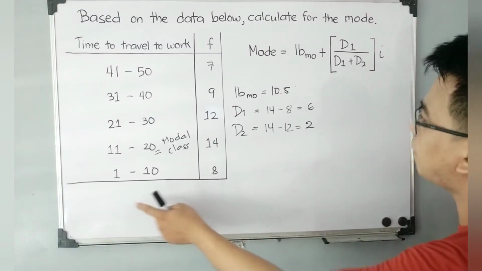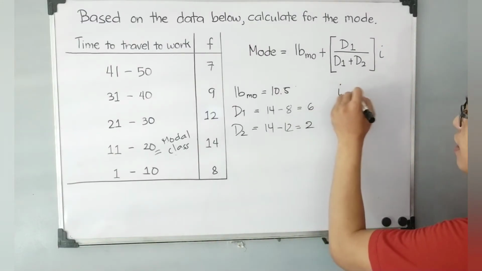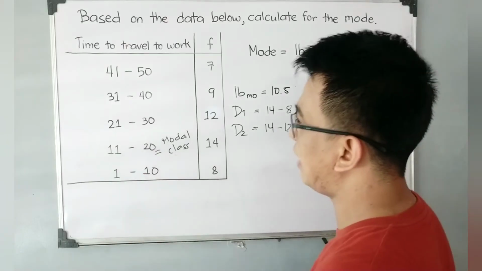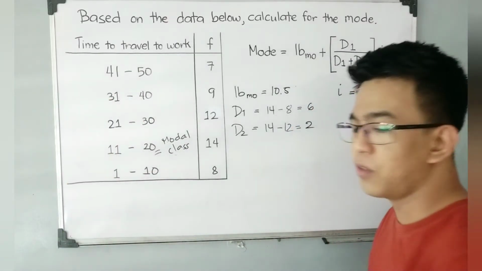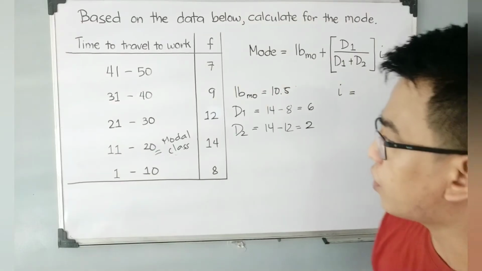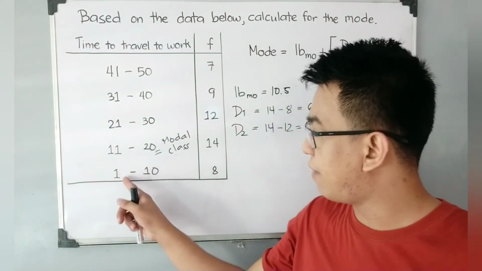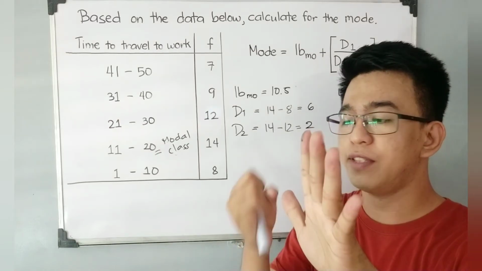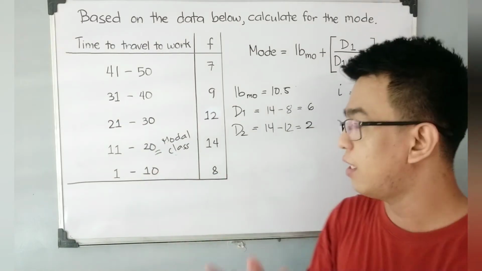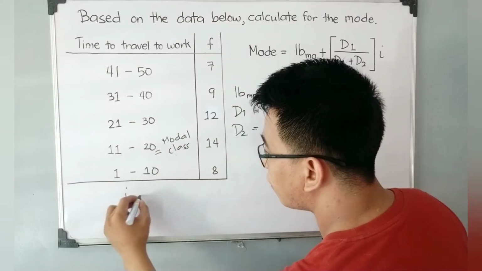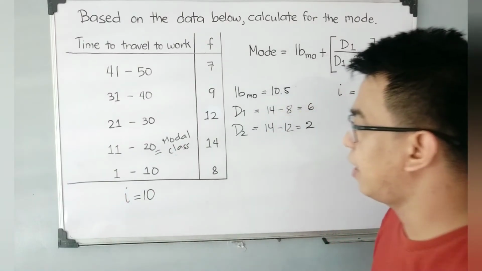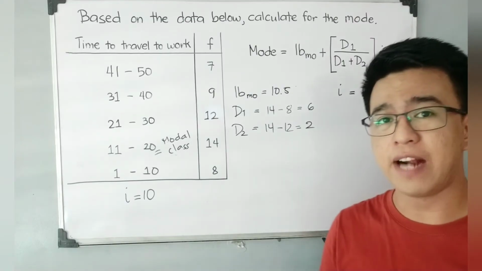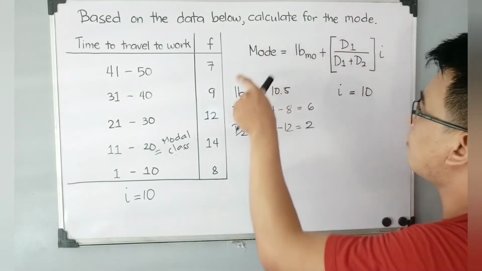And lastly, for the interval, which is I, all you need to do is to get the interval of these classes. All of them are the same. So let's try having the interval. Let's try having the lowest class: 1, 2, 3, 4, 5, 6, 7, 8, 9, 10. Therefore, the interval is equal to 10. And we have completed the different variables we needed in this formula.